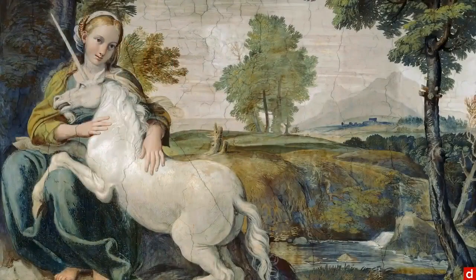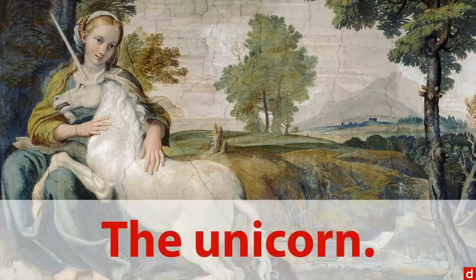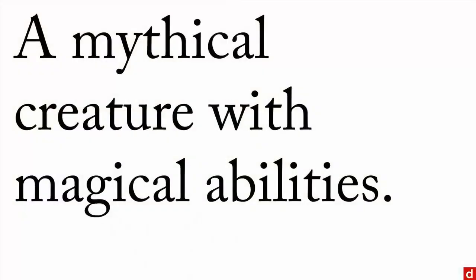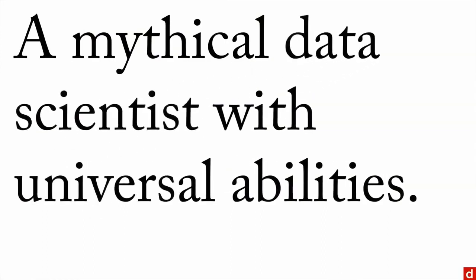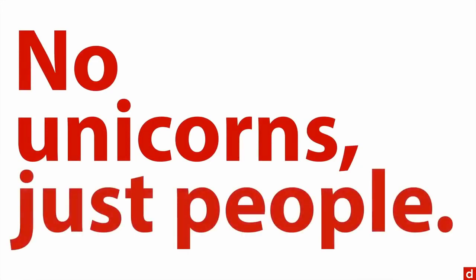Well, that's where we get this saying. I've mentioned it before. It's the unicorn. And just like in ancient history, the unicorn is a mythical creature with magical abilities. In data science, it works a little differently. It is a mythical data scientist with universal abilities. The trouble is, as we know from the real world, there's really no unicorn animals, and there's really not many unicorns in data science. Really, there's just people. And so we have to find out how we can do the projects, even though we don't have this one person who can do everything for everybody.